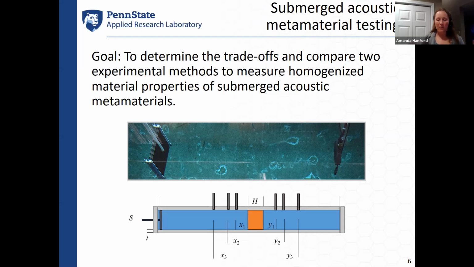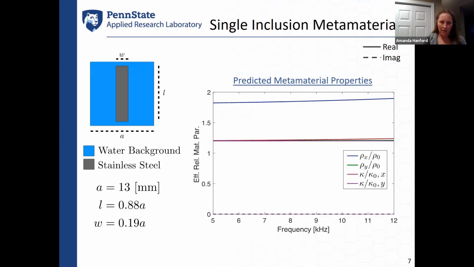I'm just going to show a very broad overview of the pros and cons of these two techniques and where the limitations are for a metamaterial submerged underwater. If we look at the small scale feature of a metamaterial, we're going to break it down into a unit cell. It's not a super exotic unit cell, but all we really have is a solid inclusion embedded in a fluid. Our solid inclusion is made out of stainless steel, and we have water as our background fluid. This is what our unit cell looks like.